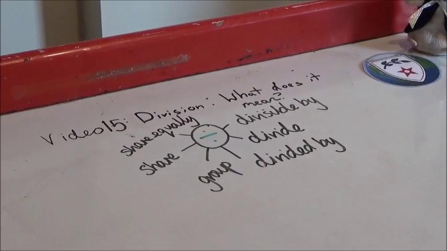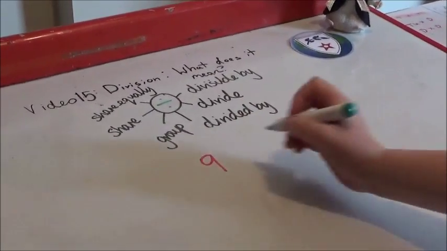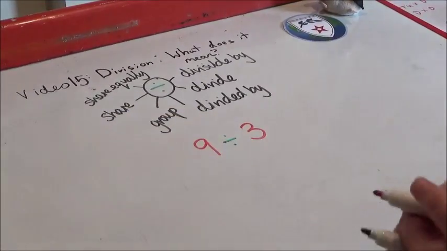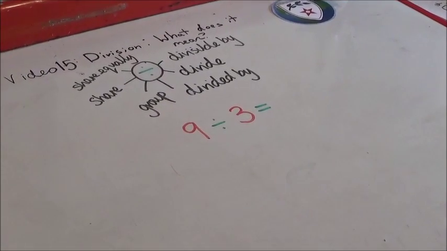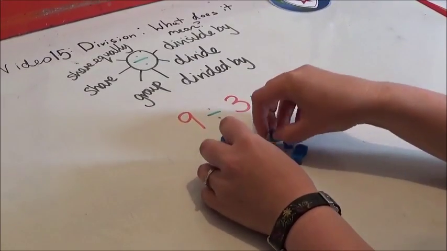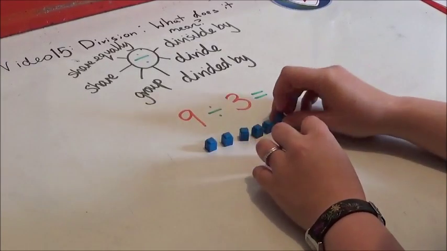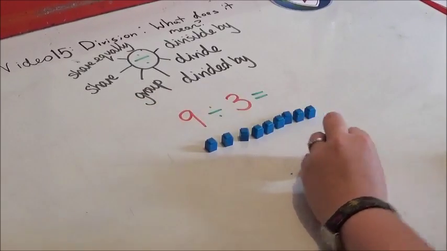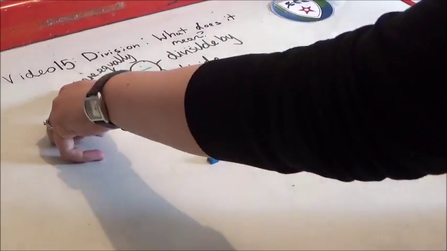So I'm going to draw out a number sentence. I'm going to say 9 divided by 3 is the same as. So here I've got my 9 units. 1, 2, 3, 4, 5, 6, 7, 8, 9. So we're going to first look at this bit here. Division using share or share equally.